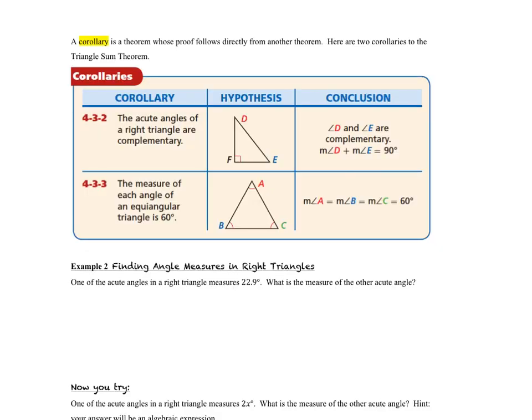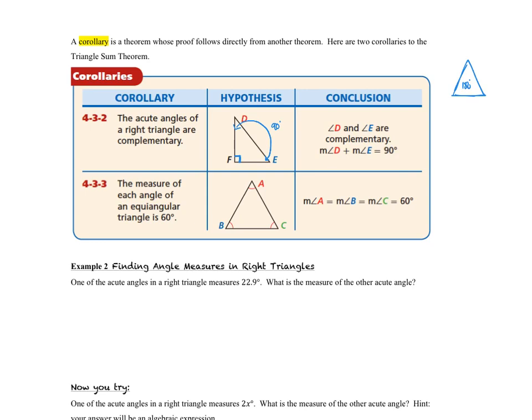There are two corollaries. A corollary is a theorem whose proof follows directly from another theorem. So knowing that our triangle sum theorem, knowing that the triangle adds up to 180 degrees, is where these corollaries are coming from. It says the acute angles of a right triangle are complementary. So if we have a right triangle, we've used up 90 already, and the leftover two angles would add up to 90 degrees. So if angle D is 30, I already know angle E is 60, or if angle D is 40, I already know angle E is 50.